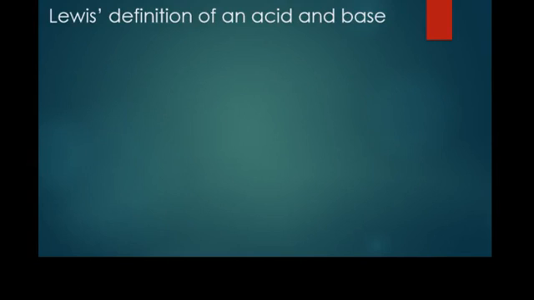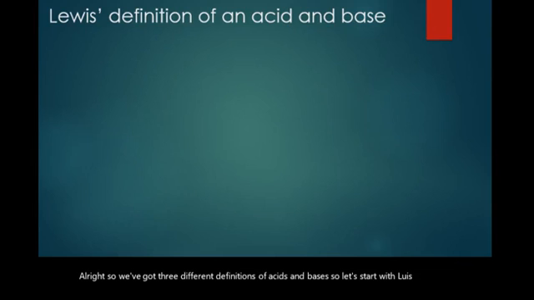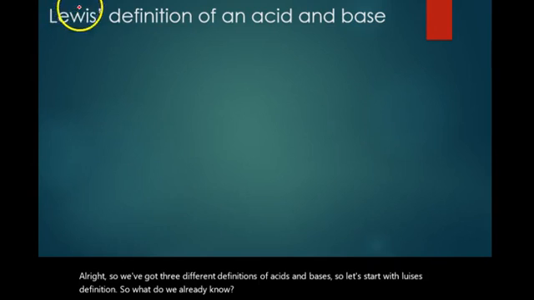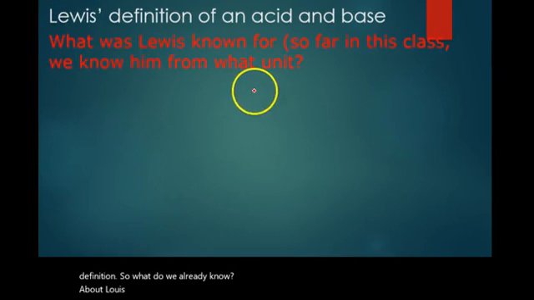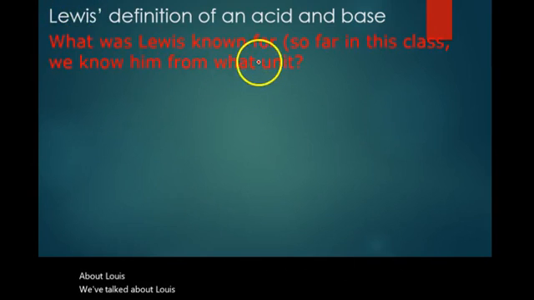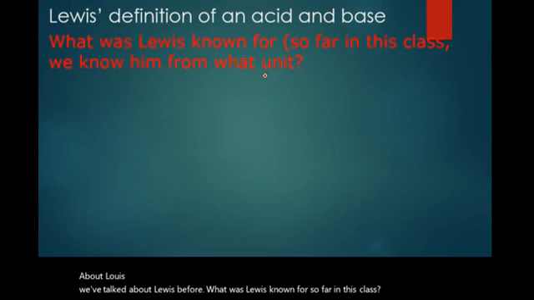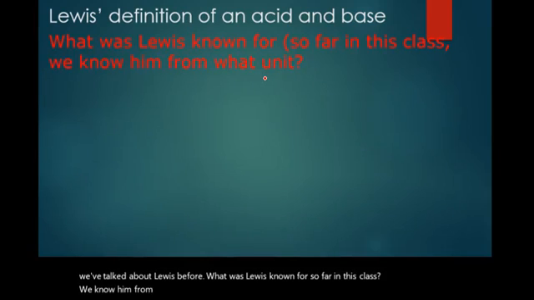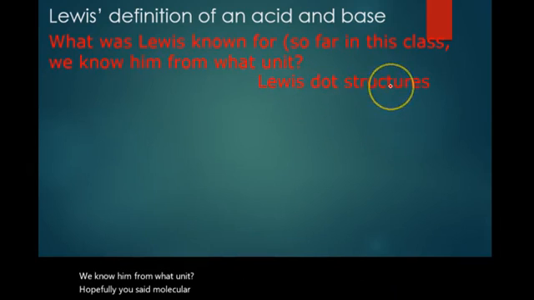All right, so we've got 3 different definitions of acids and bases. Let's start with Lewis's definition. What do we already know about Lewis? We've talked about Lewis before. What was Lewis known for so far in this class? We know him from what unit? Hopefully you said molecular geometry and Lewis dot structures.